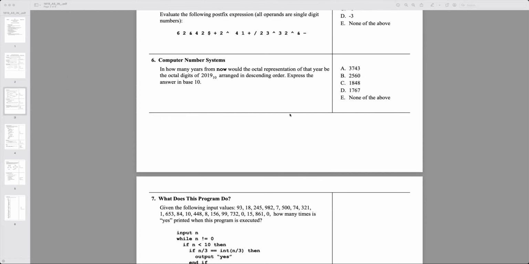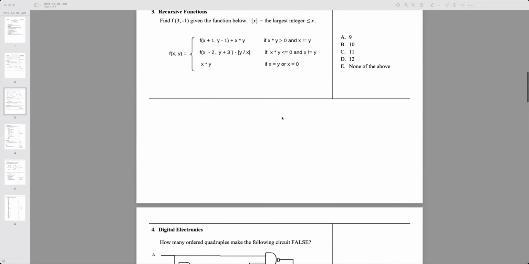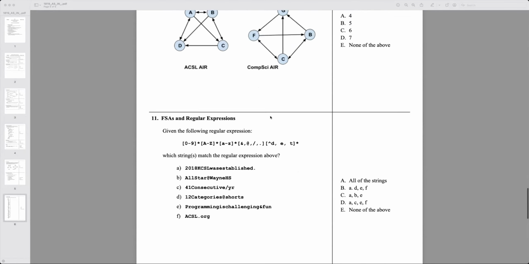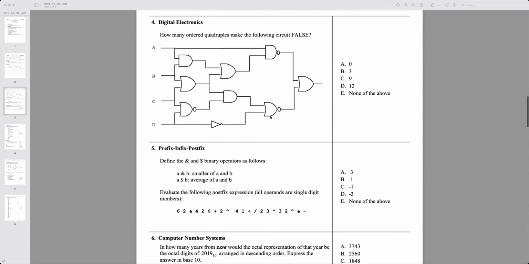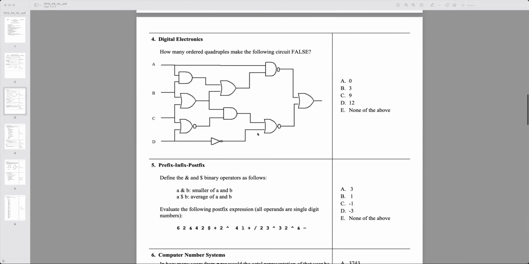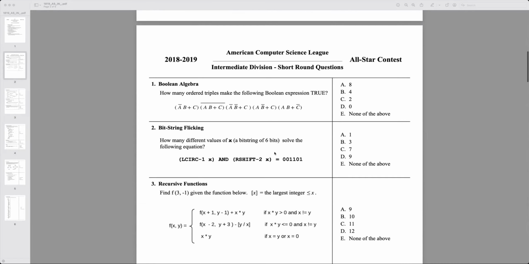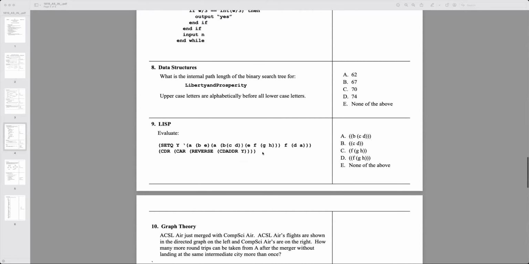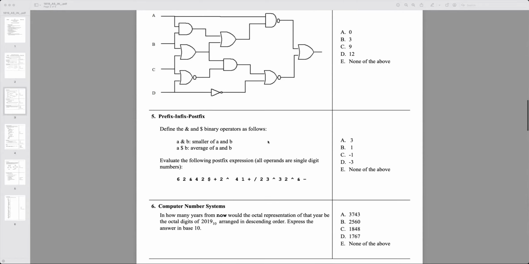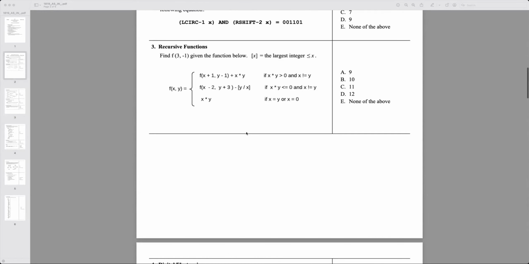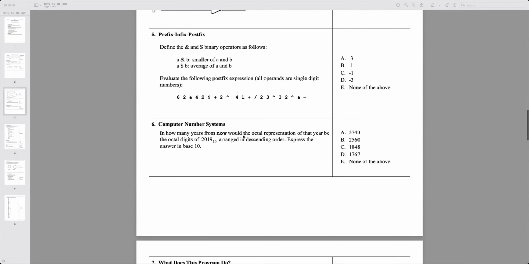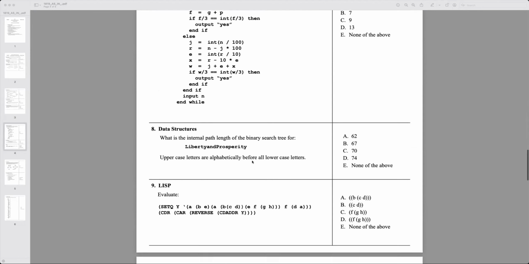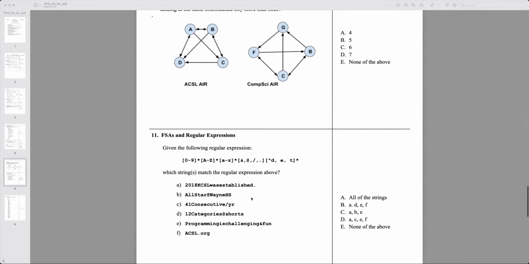Before I move on, I want to do that little hint thing in the middle. The easiest ones to hit are going to be prefix, infix, postfix, digital electronics, bit string flicking, and Boolean algebra. Next are a little bit more complicated ones: recursive function takes a long time, so I don't recommend doing that first. Then computer number systems, data structures, Lisp or graph theory, and FSA.